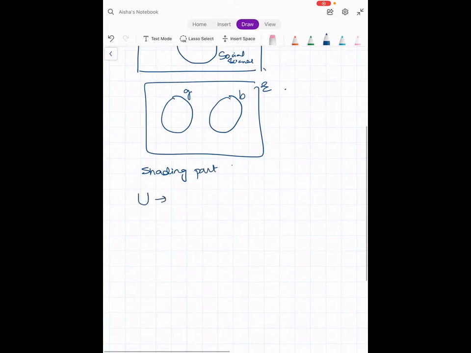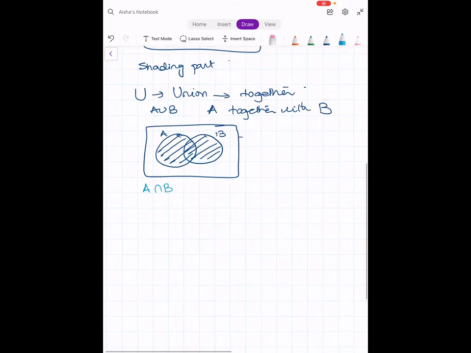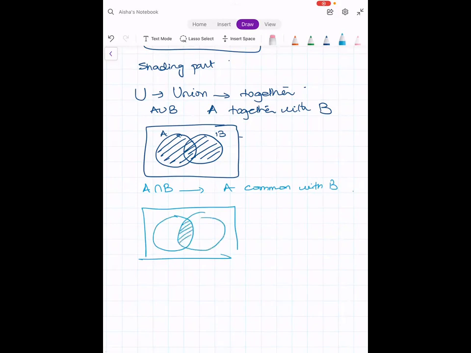When I say this, it means union, and union means together. When I say A union B, it means A together with B. That is, this is A, this is B, all of A, all of B. But when I say A intersection B, it means A common with B. Meaning this region is the only region which is common between A and B, right?